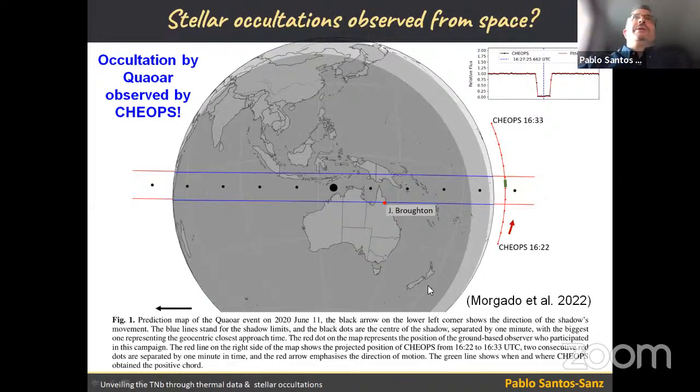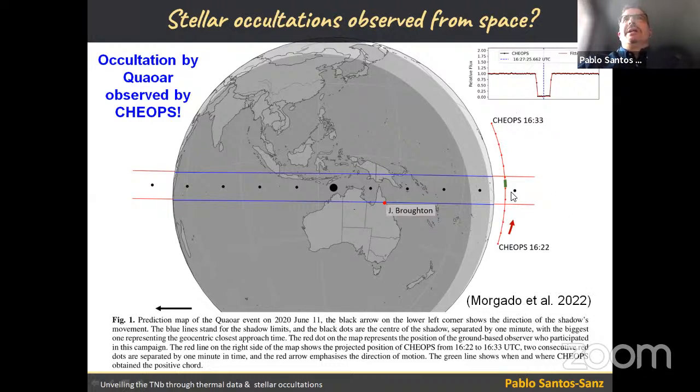And another question that is really interesting is if it's possible to observe this kind of stellar occultation by these objects from space. Well, the answer is yes. The first one was observed by the satellite CHEOPS in June 2020, and was published just this year in this paper by Bruno Morgado et al.